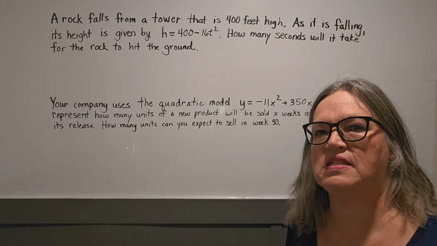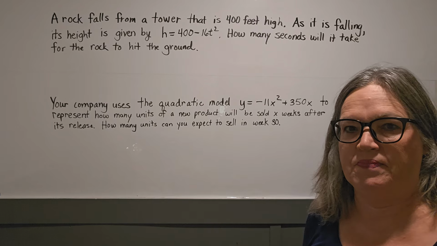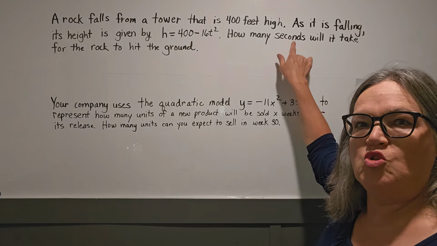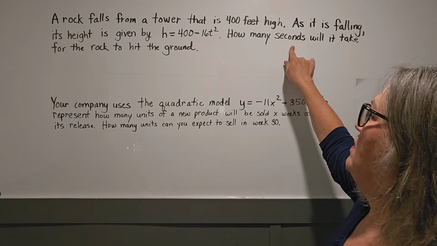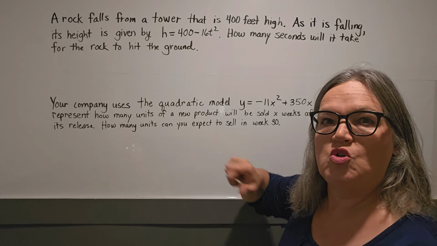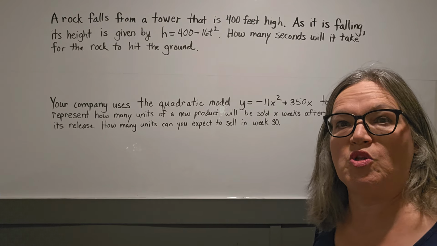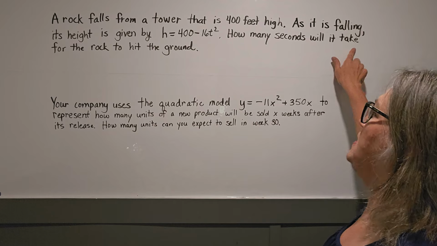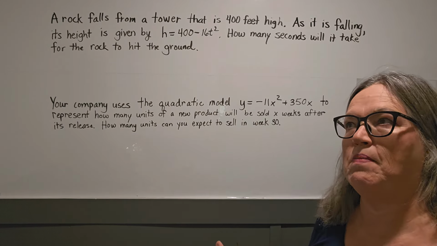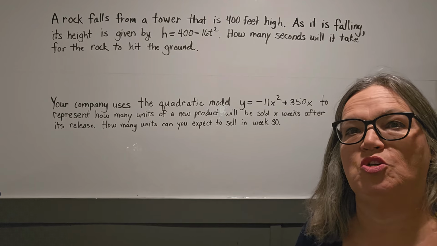Okay, so here you have to decide what information you are given that you're going to plug into your formula. It says that we're looking for seconds, so we're looking for time. There are two variables in this equation, time and height. So we have to plug in a value for height in order to solve for the time, since the time is what we're looking for. How many seconds will it take for the rock to hit the ground? The time that we're looking for is at ground level, so h equals 0. That's what you're going to plug into your equation.